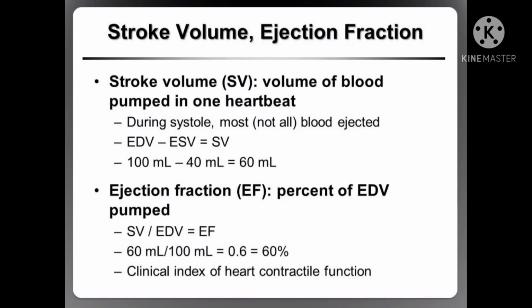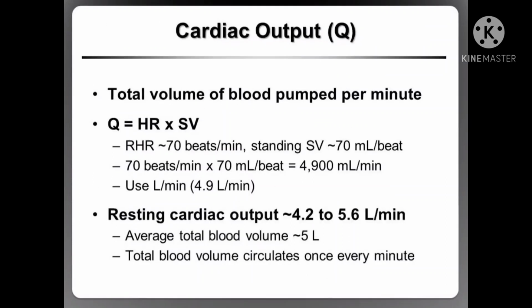So this is the stroke volume, the volume of blood pumped in one heartbeat. Second is ejection fraction, the percent of EDV pumped. Cardiac output is the total volume of blood pumped per minute. Q equals HR times SV. Third is resting cardiac output.